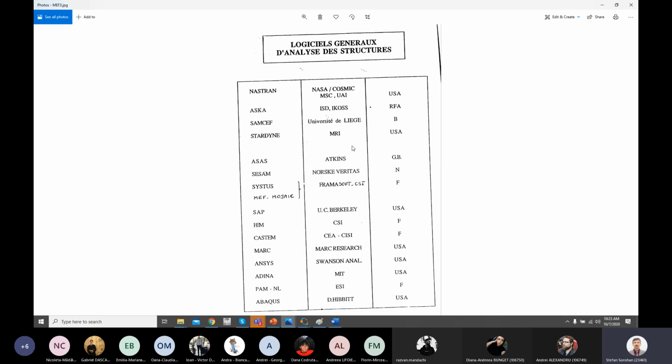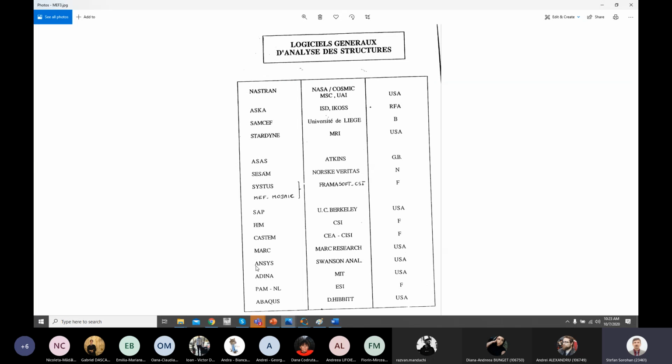And more pictures with different finite element codes. The first one was Nastran. Nastran was developed at NASA, and it was put in commercial business starting with 1965. Then Aska, Samcef, Stardyne, Asas, Sesam, Sistus, SAP. SAP was free, developed at Berkeley, and SAP 4 was also implemented in Romania around 1970.